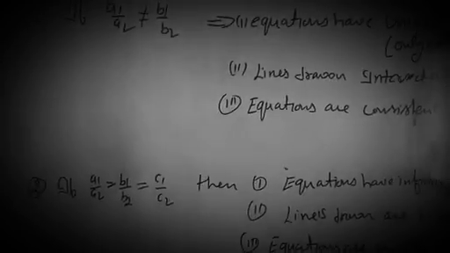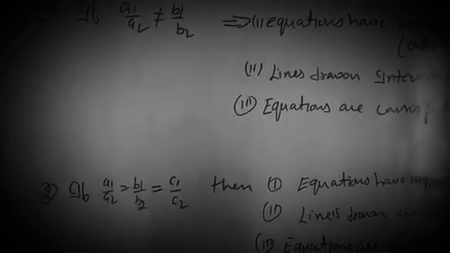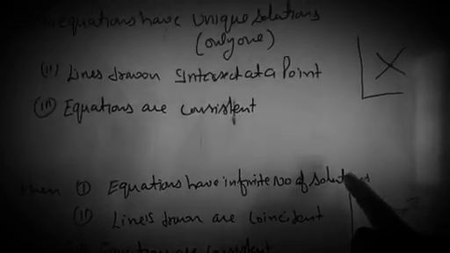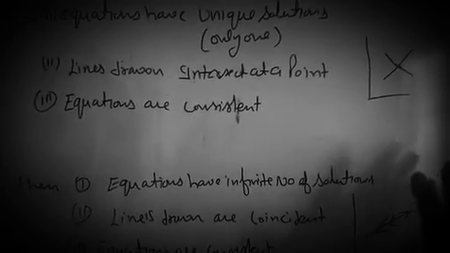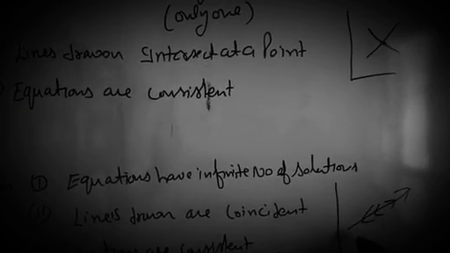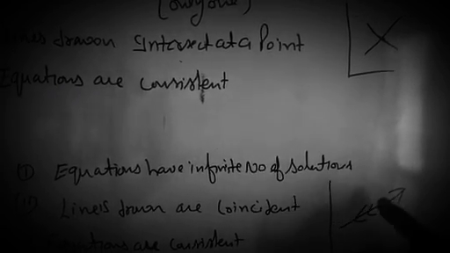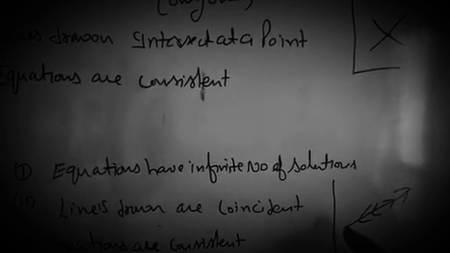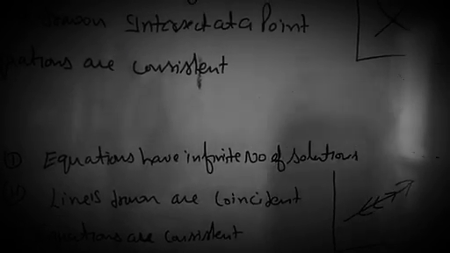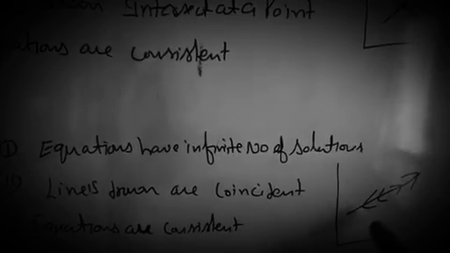And if by comparing the coefficients we get a1/a2 = b1/b2 = c1/c2, then the equations have an infinite number of solutions. There are so many solutions, uncountable. Why do they become uncountable? When we plot the graph, the lines are coincident. Coincident means one line lies on top of the other. It means the lines intersect at an infinite number of points, and if lines intersect at an infinite number of points, they have an infinite number of solutions.